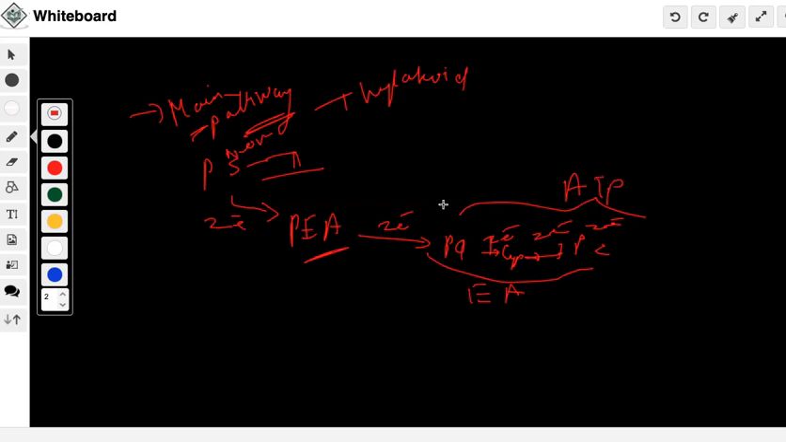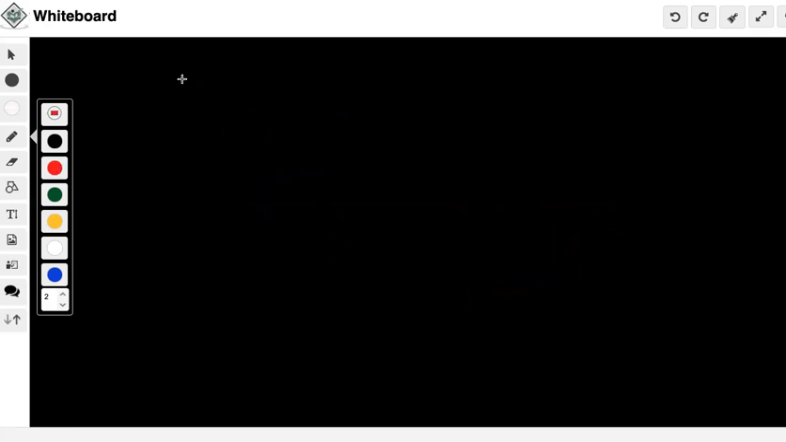Now let's see what happens in photosystem 1. Photosystem 1 gives 2 electrons to the primary electron acceptor, which in turn gives 2 electrons to FD. What is FD? Ferredoxin. Like previously, this too is an electron acceptor. Now, what is ferredoxin important for us?